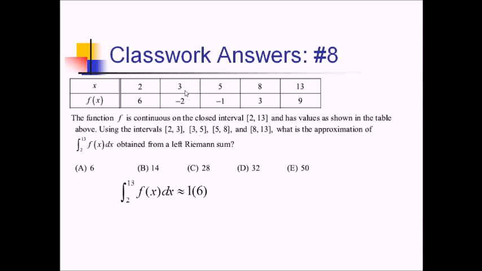So next we have a base of 2 from 3 to 5 times a height of -2. Again, we're choosing the left height every time. Next, we have a base of 3 times a height of -1. And finally, a base of 5 times a height of 3. So this is 6 minus 4 is 2, minus 3 is -1, plus 15 is 14, gives us choice B.